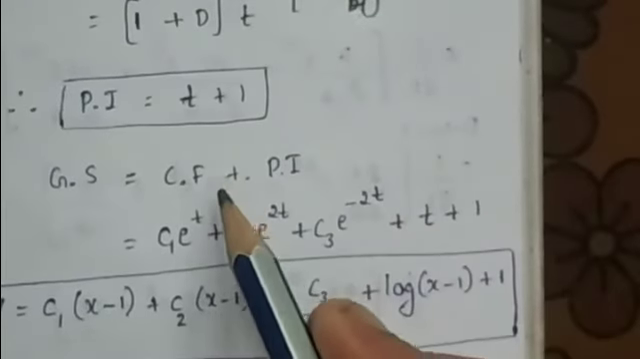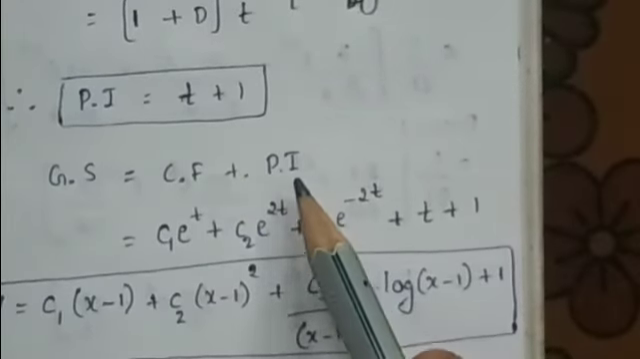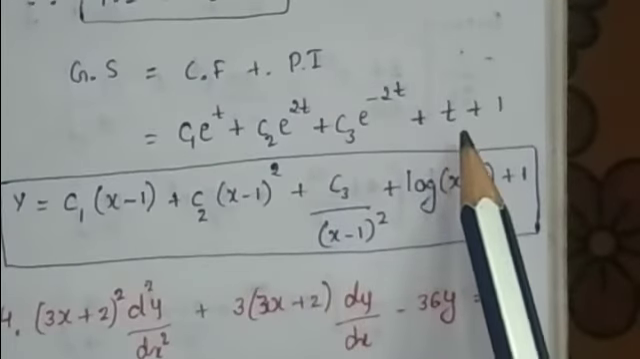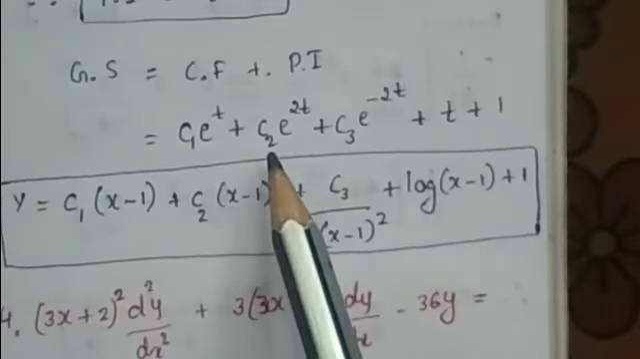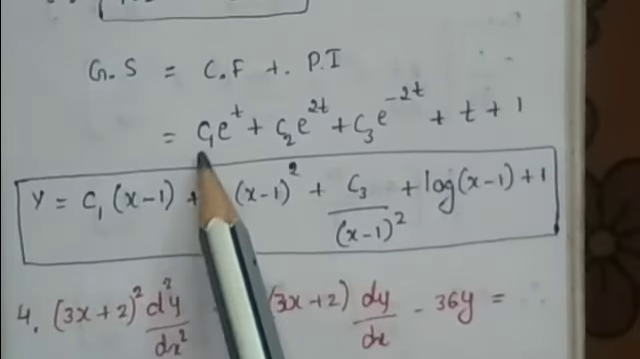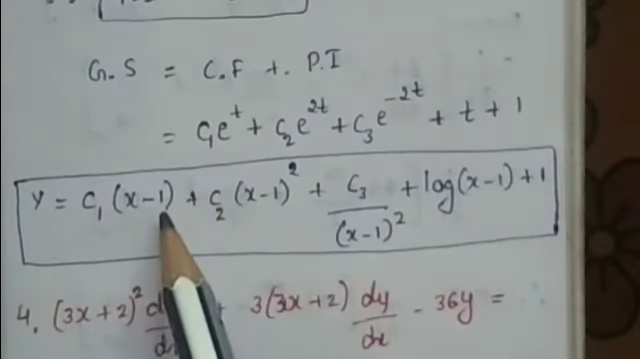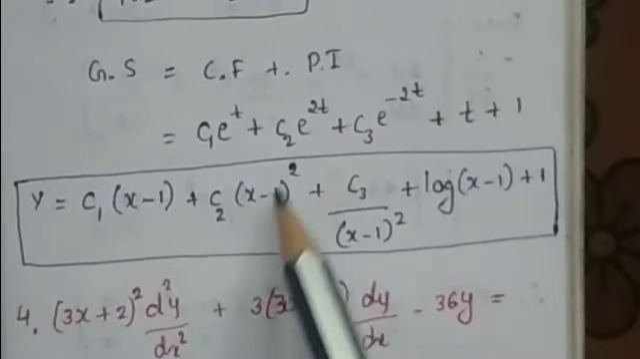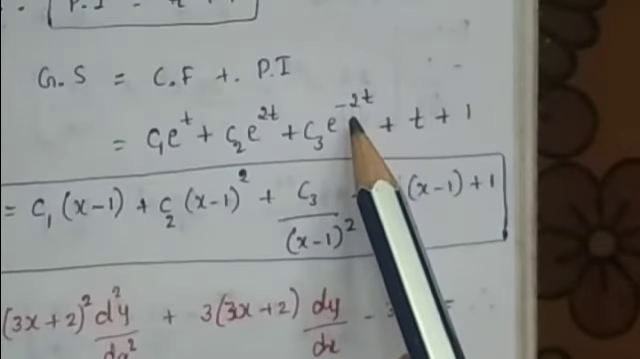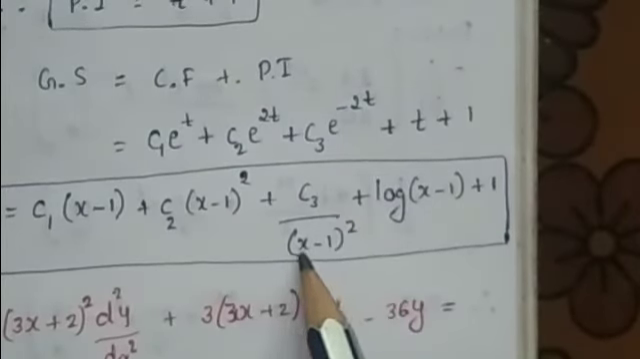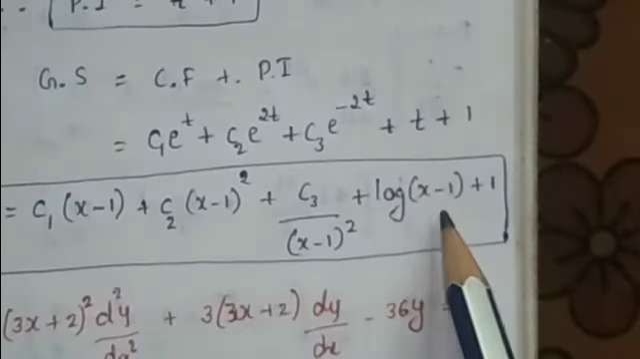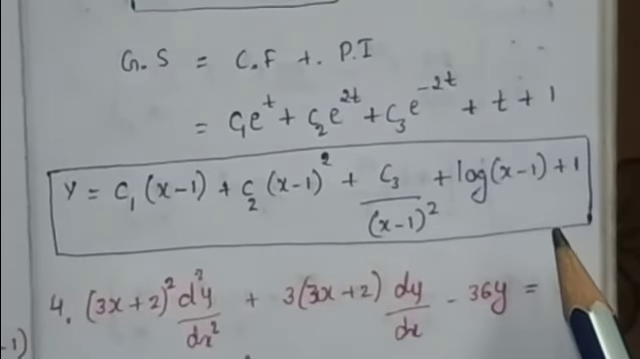The general solution is equal to the complementary function plus the particular integral. So you add both the complementary function and the particular integral, then substitute t and e power t values. So y is equal to c1 into e power t, meaning x minus 1, plus c2 into e power 2t, meaning x minus 1 whole square, plus c3 e power minus 2t, which can be written as 1 by e power 2t, meaning 1 by (x minus 1) whole square, plus t, meaning log of x minus 1, plus 1. That's about the general solution.